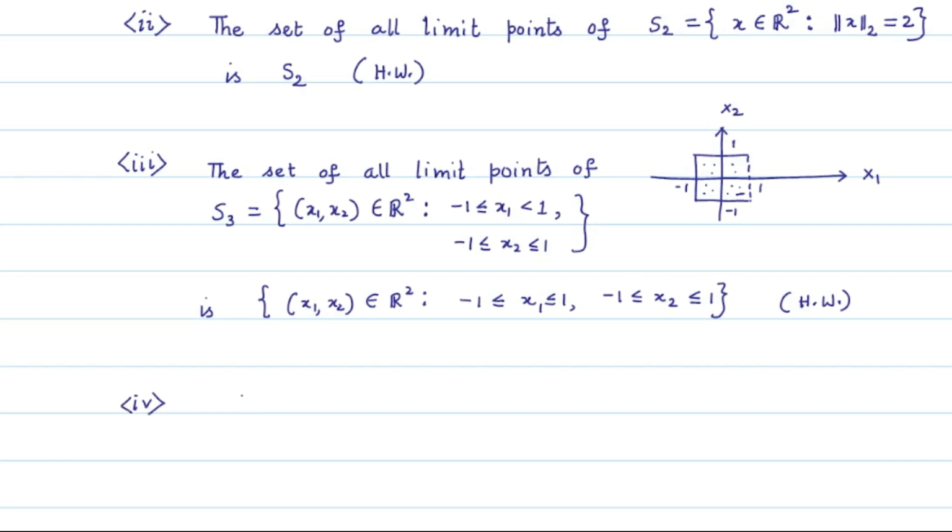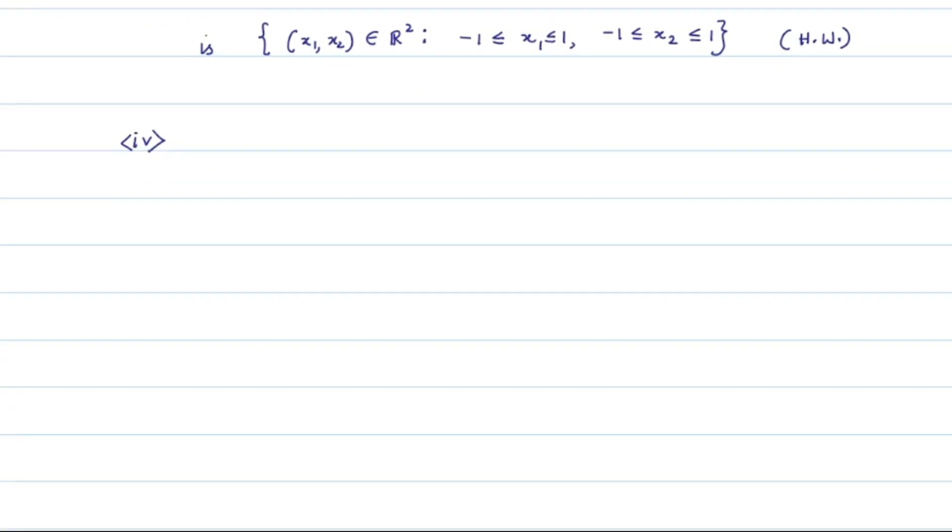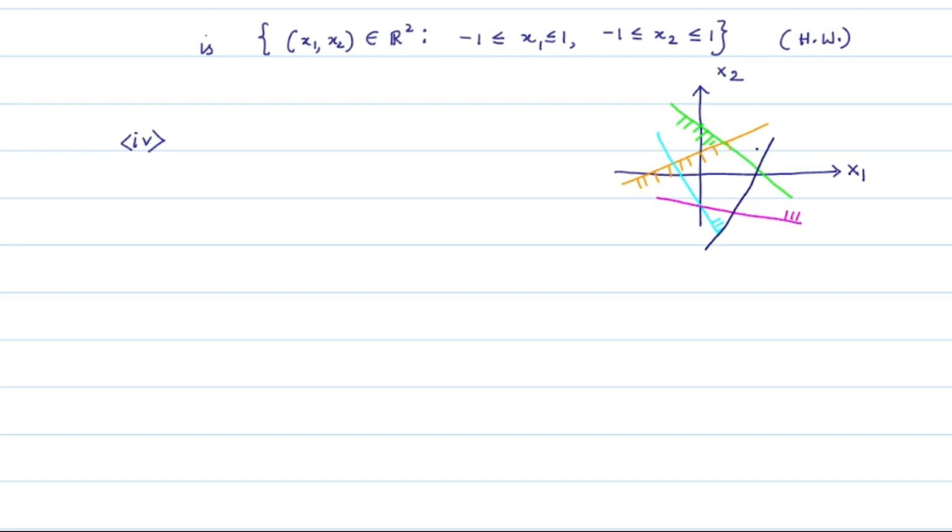In the fourth example, we consider the intersection of a few half planes. For example, consider this line and this side of this line, consider this line and this side of this line, and so on for the other lines. The intersection of all these half spaces of these 5 lines will give us this polygonal region, including the periphery of this polygonal region. Then try to find out the set of all limit points of this polygonal region.